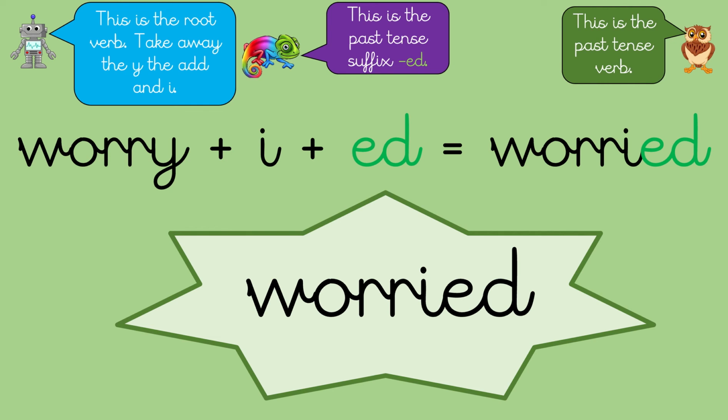What? This one says worry. The up says in this one, worry. Worry. So Rex says we've got to take away the Y. Kathy says, this is the past tense suffix ed. Oh, guys, sorry, I forgot to say add the I, ed. And then Oswald's saying, this is the past tense verb. Everybody have a go at reading that one.